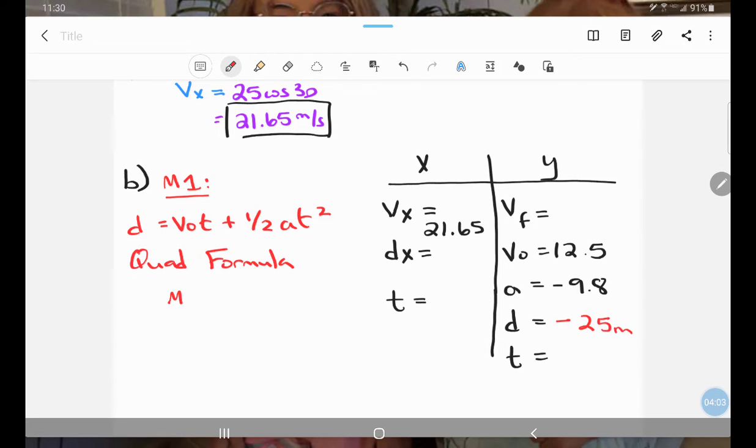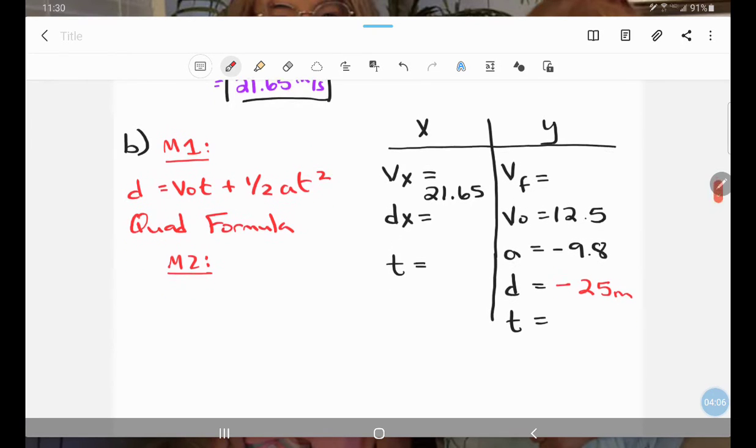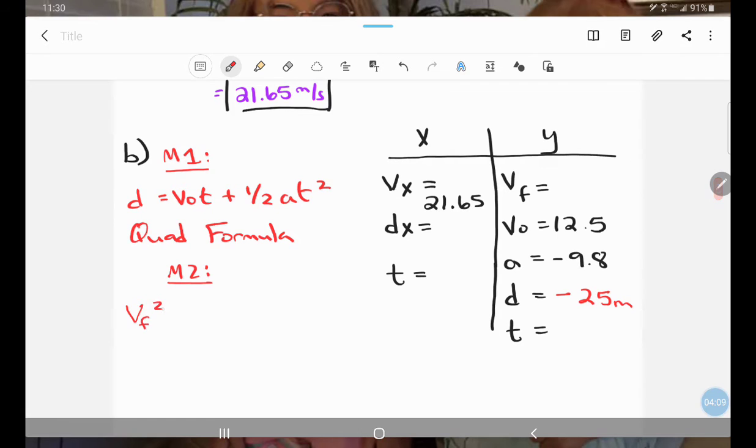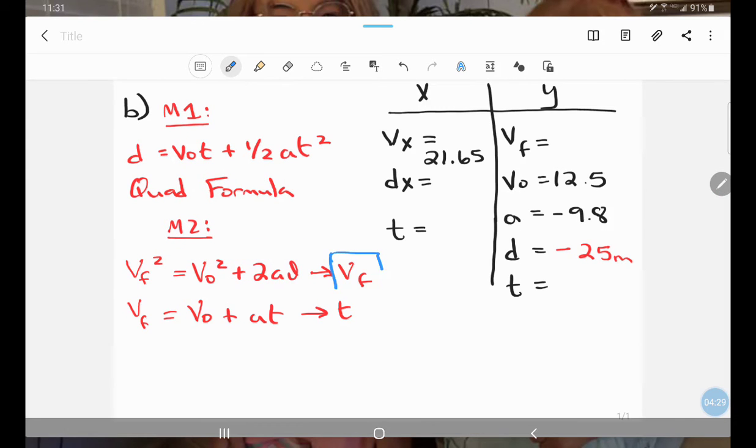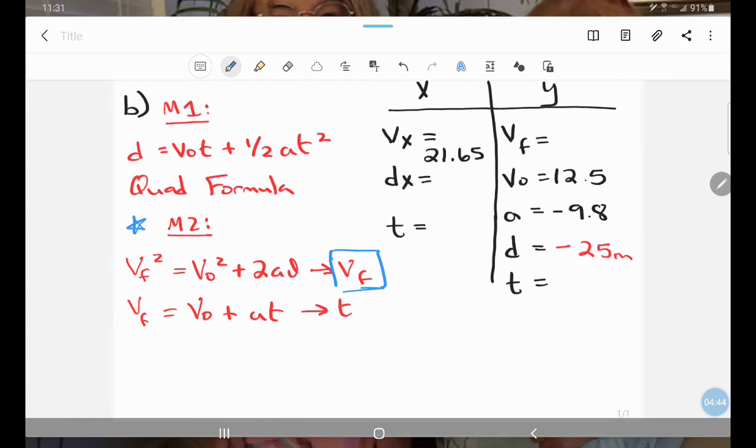The other method is to use this equation, the VF squared equation, to get VF, and then use another equation to find time. Okay. The reason I like method 2 better is I have to have VF vertically to find impact velocity. So I like method 2 a little bit better just because it gets me additional information I'm going to need anyways. So that being said, let's start with method 2.